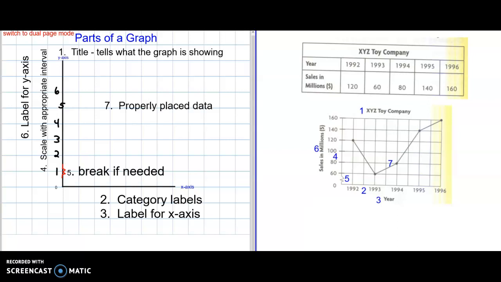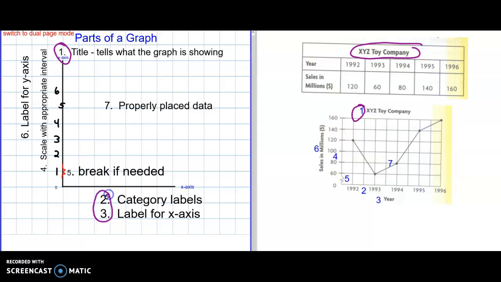Okay, so in graphing, the very first important part that every graph needs to have is some type of title. Okay, so when we look over at our example, here in our example graph, our title is XYZ Toy Company. Where did I get that information? From the data table. In your data table, your title should more than likely be there as the heading for the entire table.